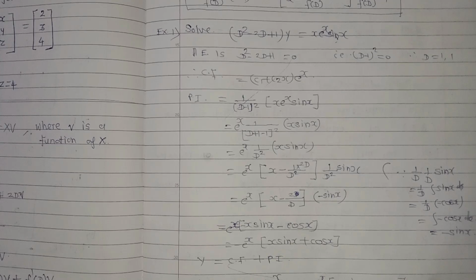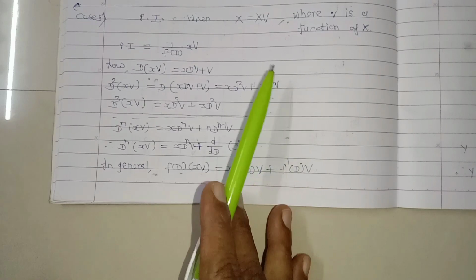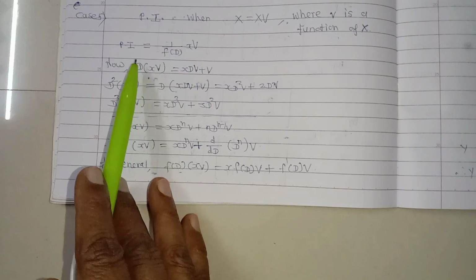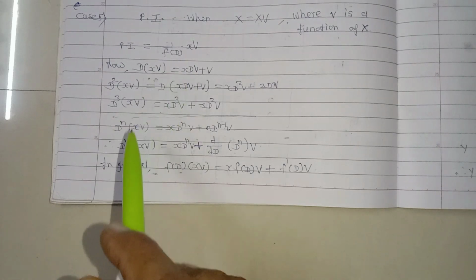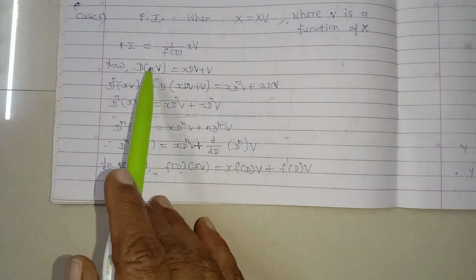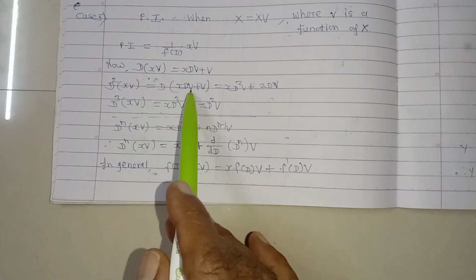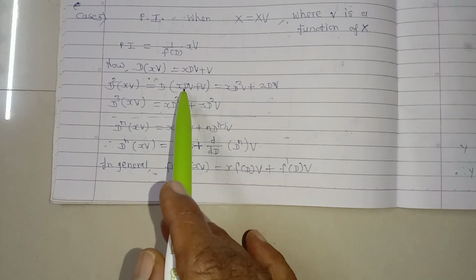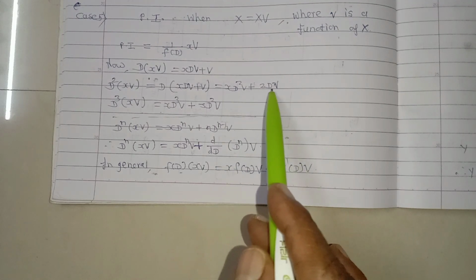Thus, here we have seen first the formula for the operating factor x into phi, where phi is a function of x. That means when the particular integral equals 1 upon f(D) operated on xv, we take the derivative of xv and then find the general formula for D raised to n of xv. Here we take the first derivative of xv, then the second derivative. Here we only used the product rule. Taking the differentiation using the product rule, we get x D square of v plus 2 derivative of v.